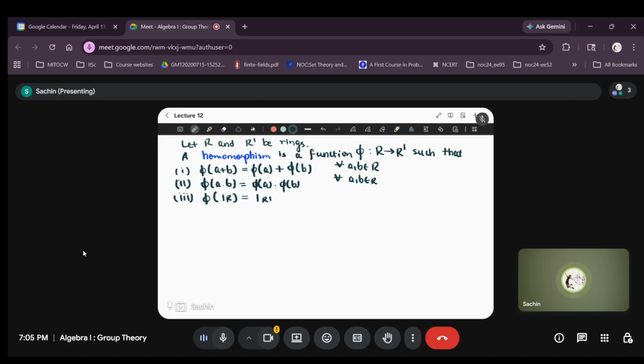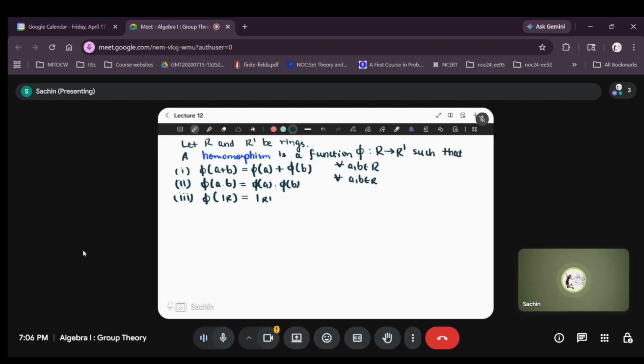So when we say 0, it doesn't necessarily mean the zero number, integer 0. For example, the 0 of the matrix group under addition is the 0 matrix. So when we say 0, we actually mean the additive identity, and when we say 1, we actually mean the multiplicative identity. So it's not the integer one. And to differentiate between the 1 in R and R prime, we can use subscript. So we write phi of 1R is equal to 1R prime.